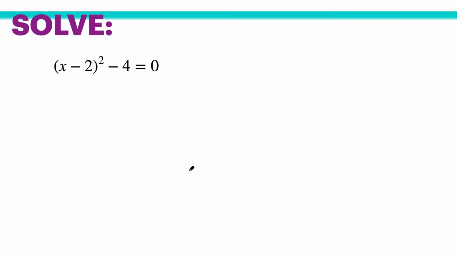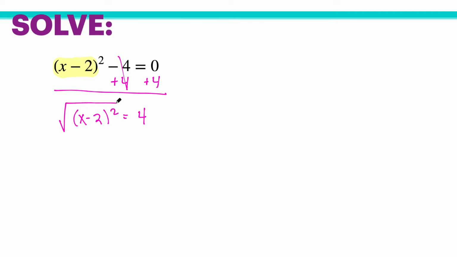So in this case, you cannot touch the 2 because the x minus 2 is trapped inside the square. You cannot take the square root until a square is by itself. So you first need to add 4 to both sides. You will get x minus 2 squared equals 4. Now you may take the square root.